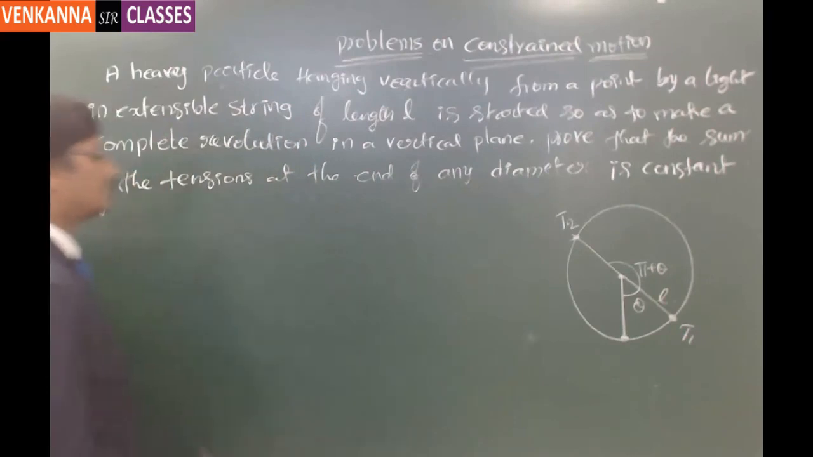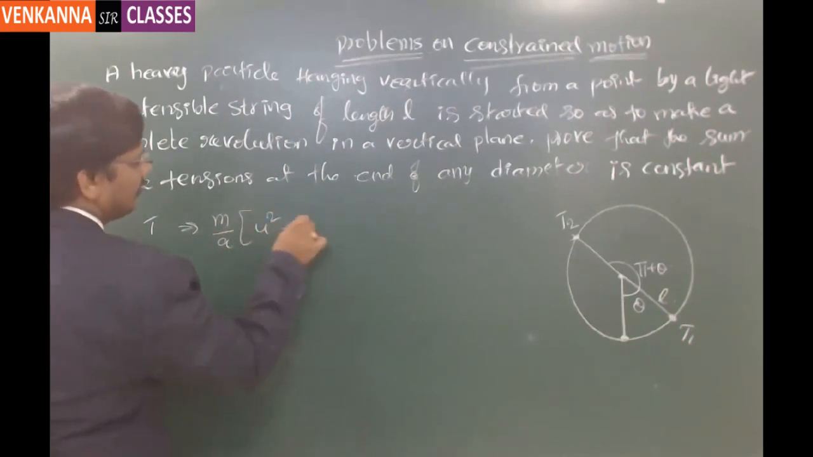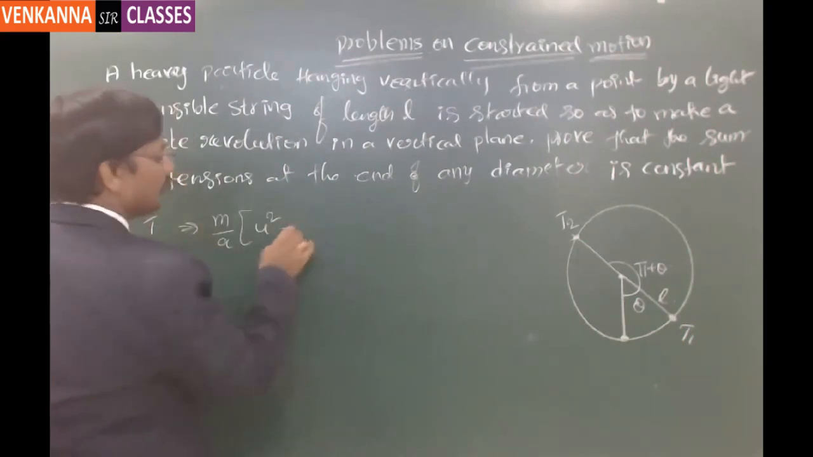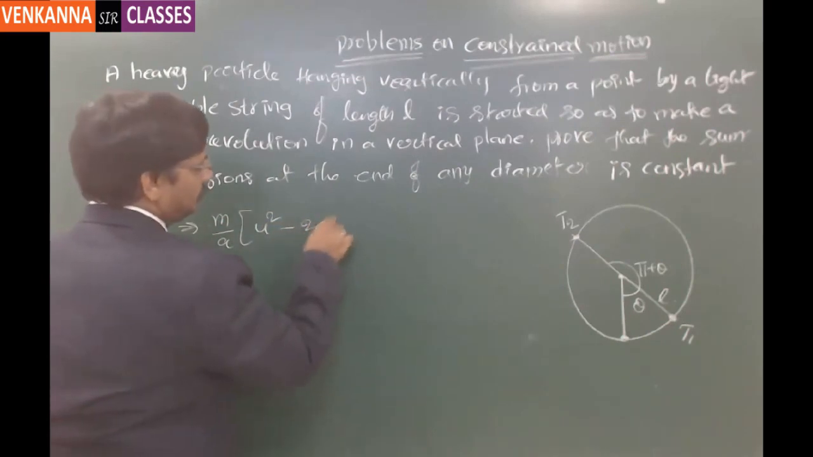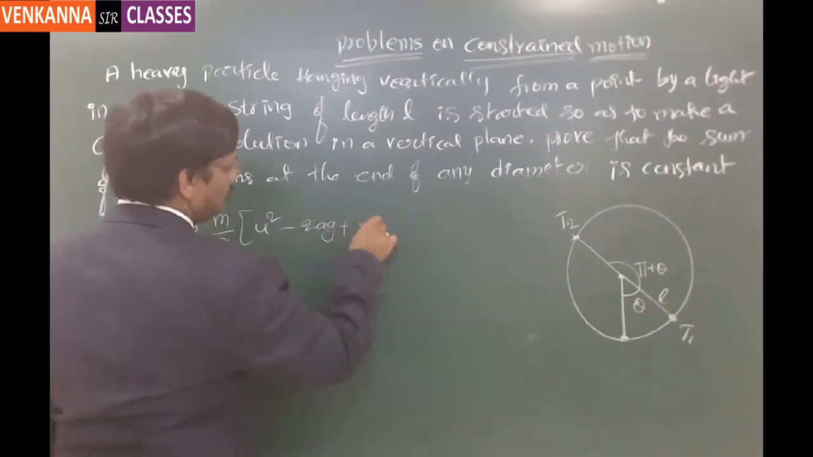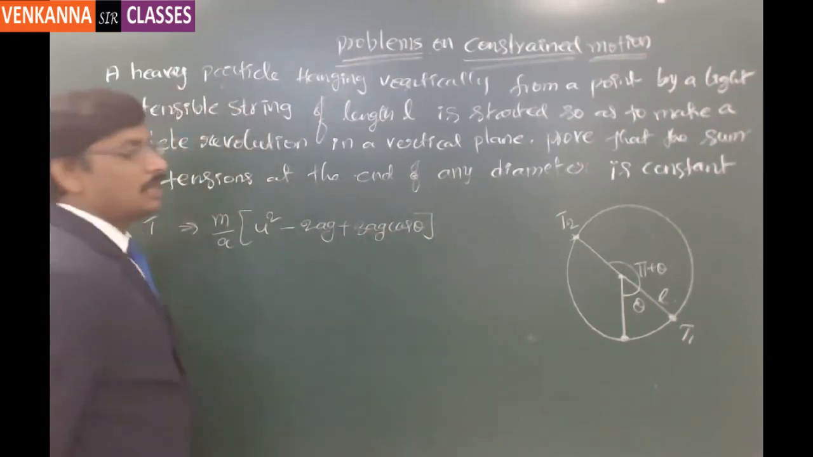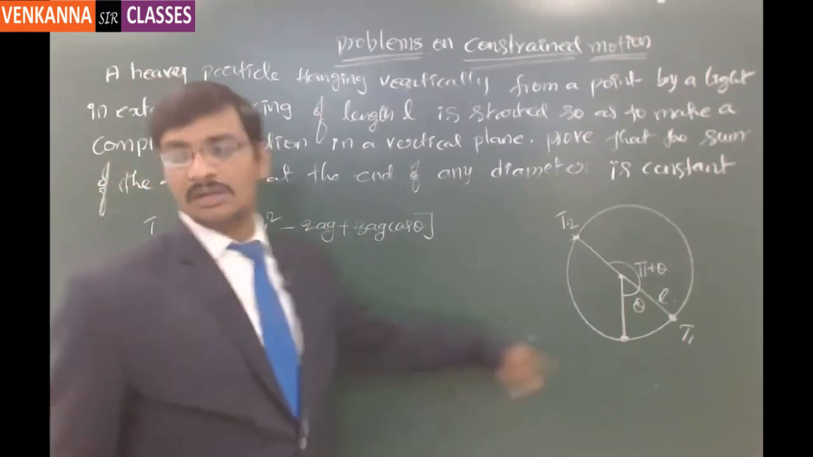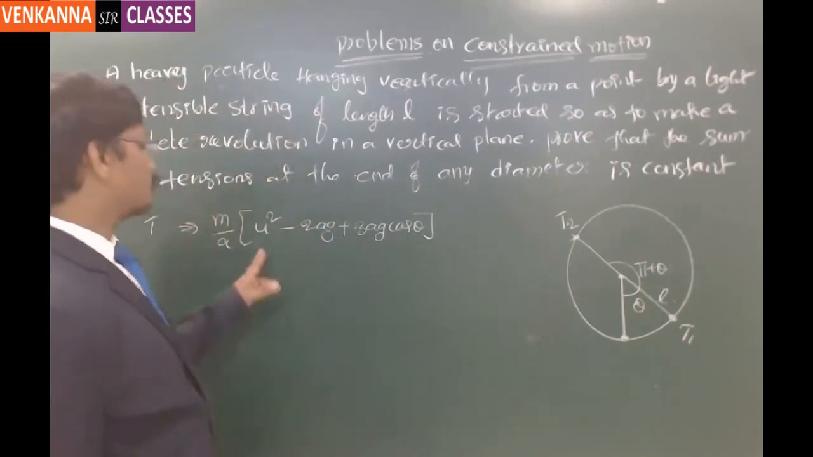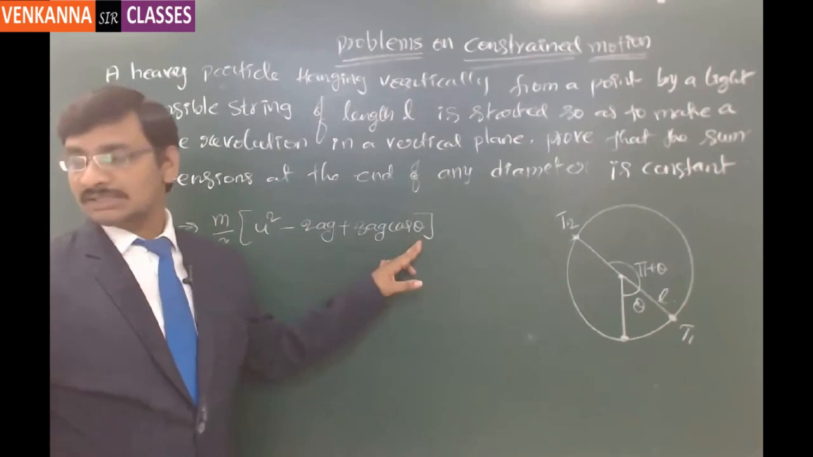The tension at any instant: the tension of a string is equal to m by a times u square minus 2ag plus 3ag cos theta, for any particle which is moving in a circular fashion.